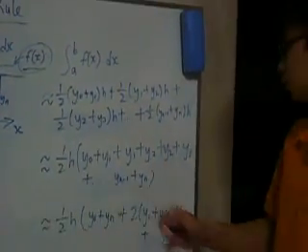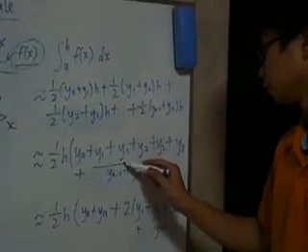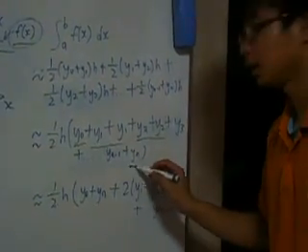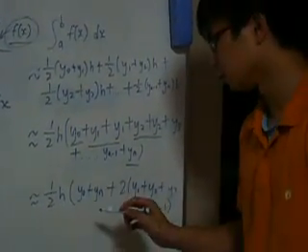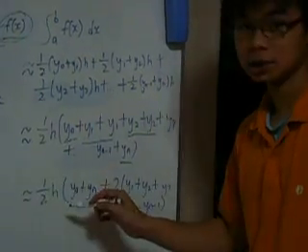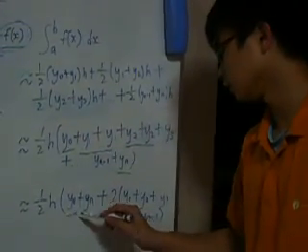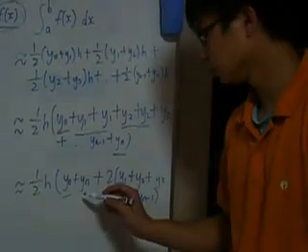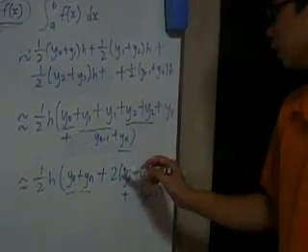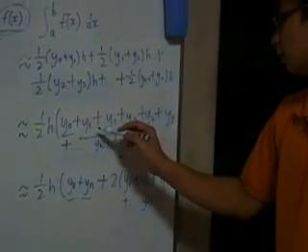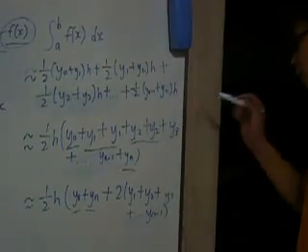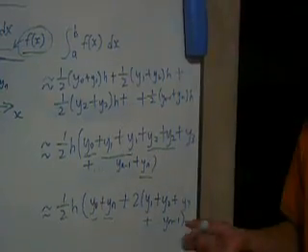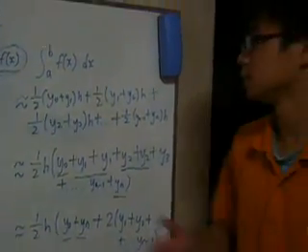So you notice that y1 occurs twice, y2 also occurs twice, while y0 occurs once and yn occurs once. So the final formula will be half times h times (y0 plus yn plus 2 times (y1 plus y2 plus y3 and so on until yn minus 1)). Yeah, that concludes the trapezoidal rule.